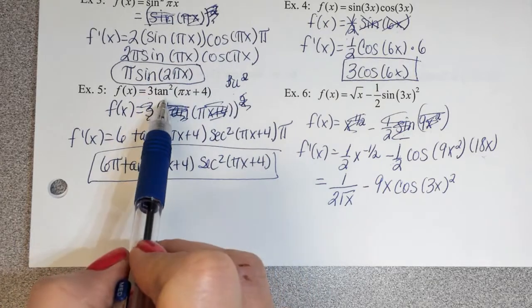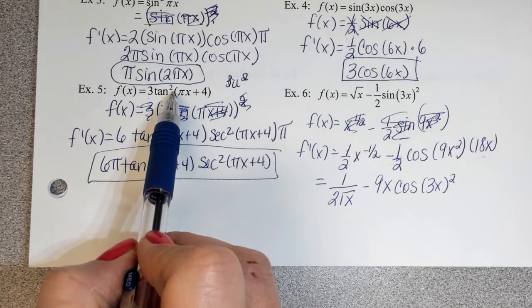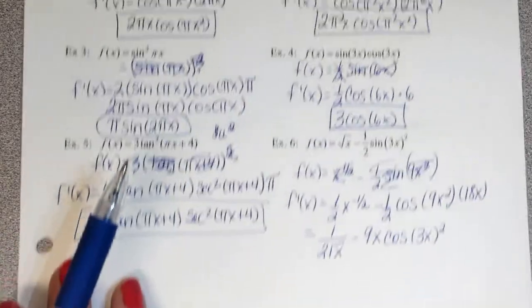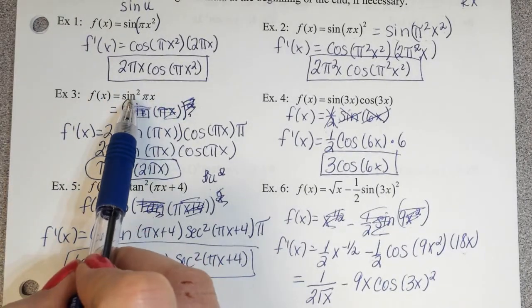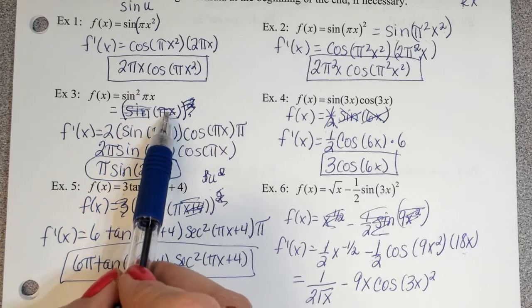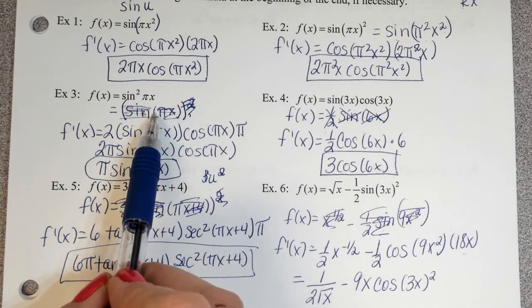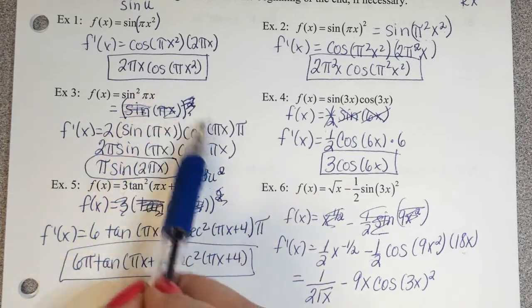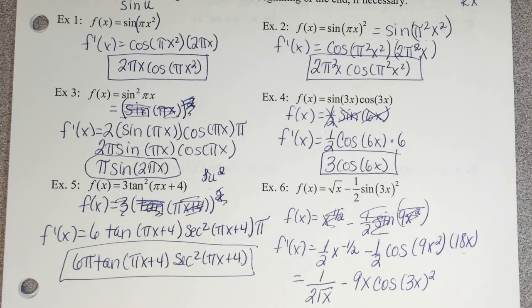But the whole thing to this is, if you have a quantity squared, you have to write that out. Like right here, where we had this sine pi x squared, we had to write that out. Sine pi x squared. And we think of it as u squared, 2u. We keep working our way inside. Okay? All right.